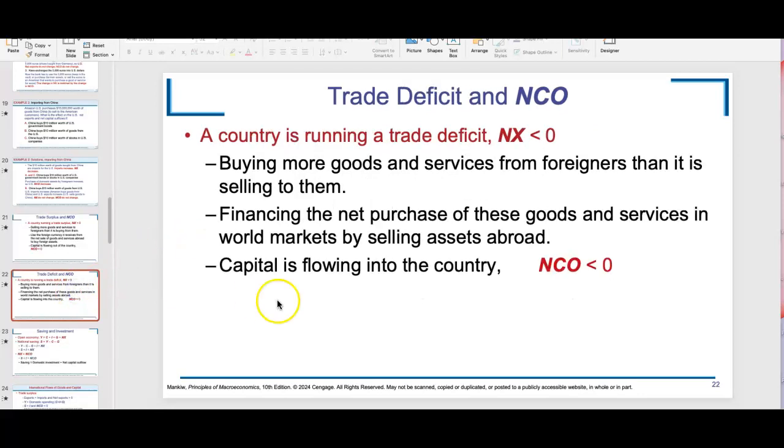When we have a trade deficit, our net exports are going to be below zero. That means the net capital outflow is going to be below zero. That means our investments are bigger than our savings. Our savings are less. We're not saving enough. The investments are also bigger. The need for funds to invest is greater than what our country is saving, right? So we need that foreign money, basically. So the capital is flowing into the country. There's foreign money coming in.